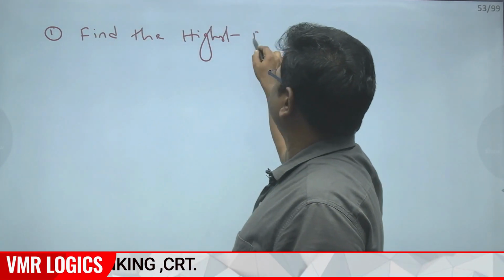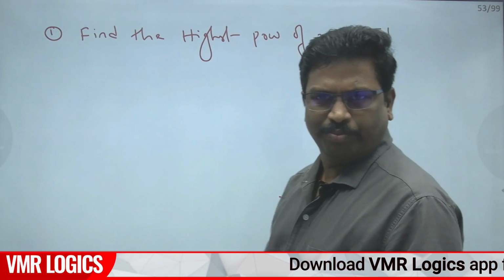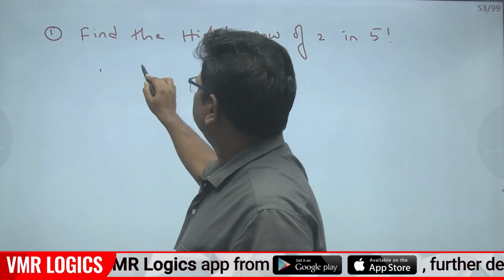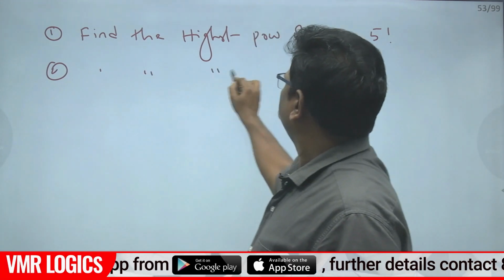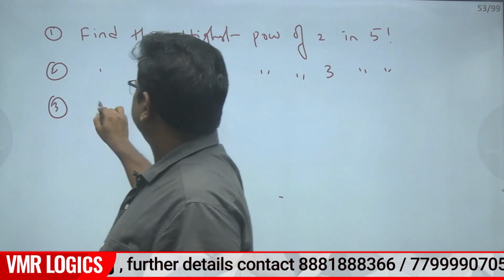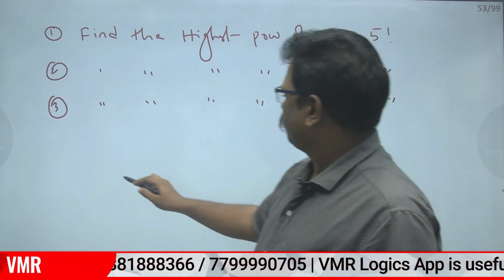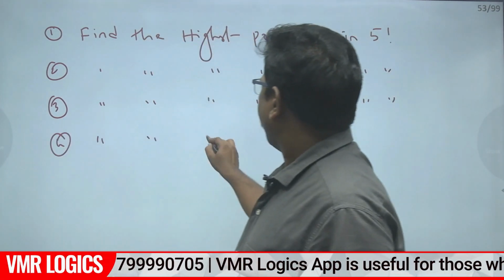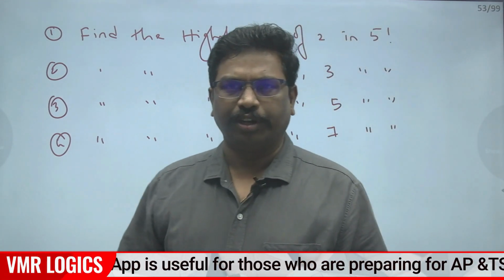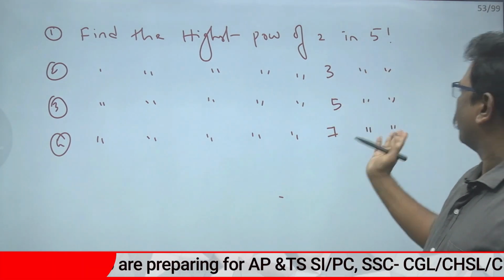Find the highest power of 2 in 5 factorial. At the same time, find the highest power of 3 in 5 factorial. Find the highest power of 5 in 5 factorial. Find the highest power of 7 in 5 factorial. So find the highest power of 2, 3, 5, 7 in 5 factorial.